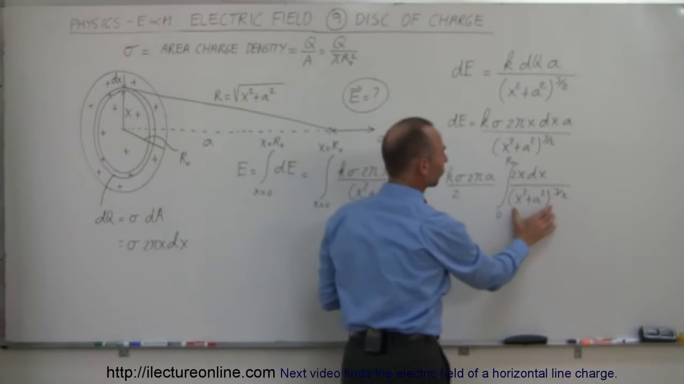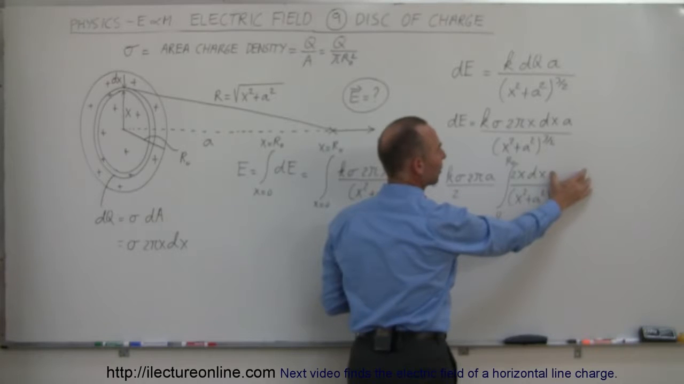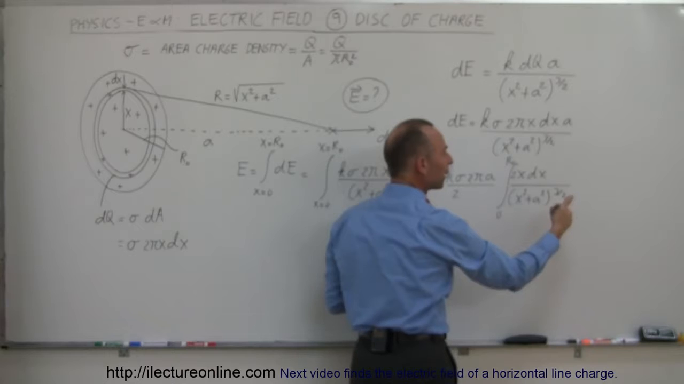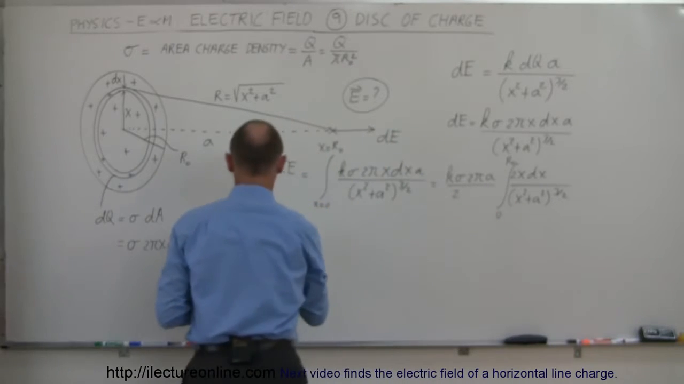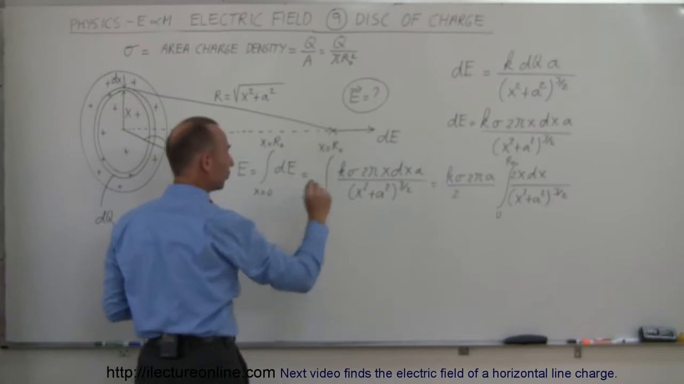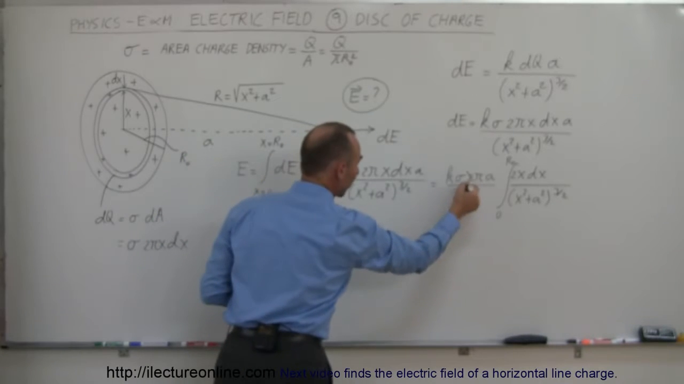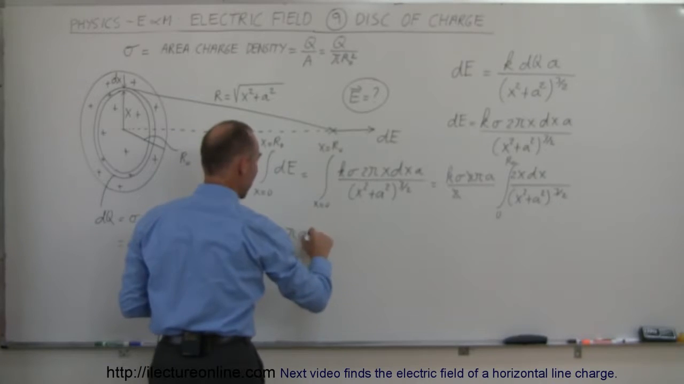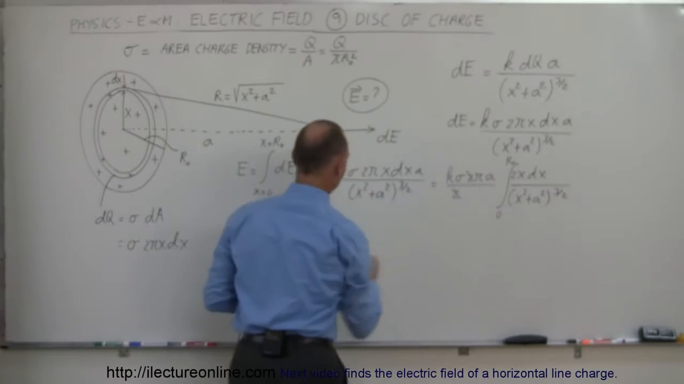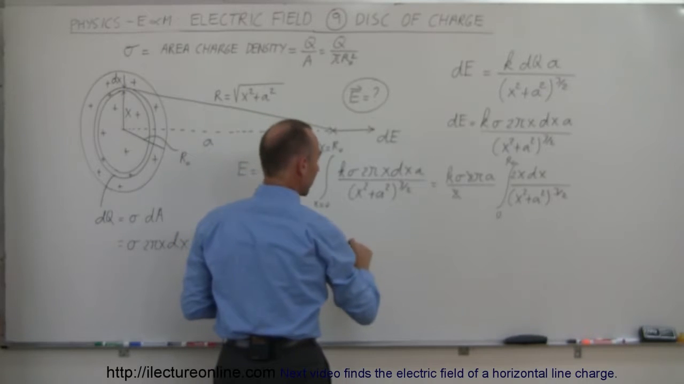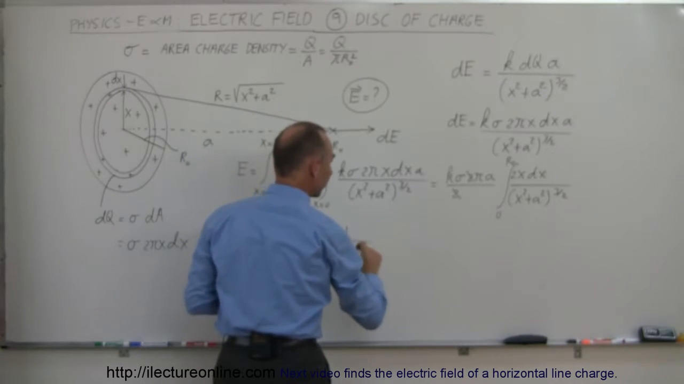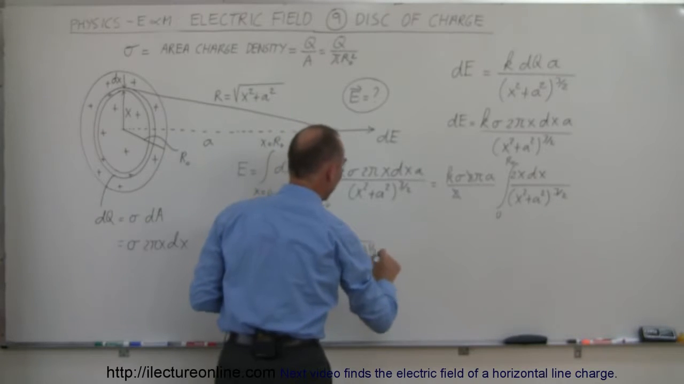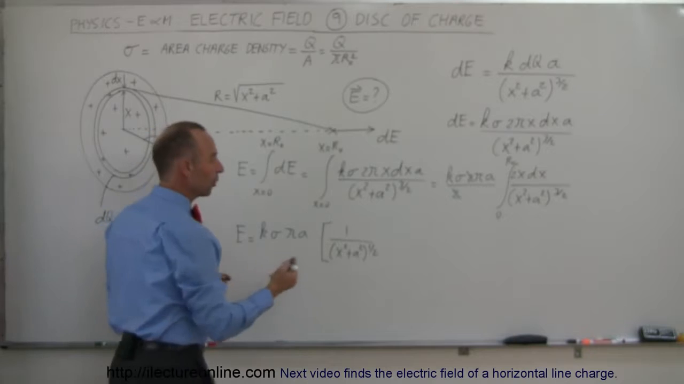So this becomes x squared plus a squared to the minus 3/2 power when we bring it to the numerator. Then when we integrate, we add 1 to the exponent, divide by the new exponent, and this is what we'll end up with. So the electric field E is equal to all those constants, and notice that these 2's cancel out right there. So we have K sigma pi A, and now we're going to integrate this, and so this now becomes 1 over the quantity x squared plus a squared to the 1/2 power.